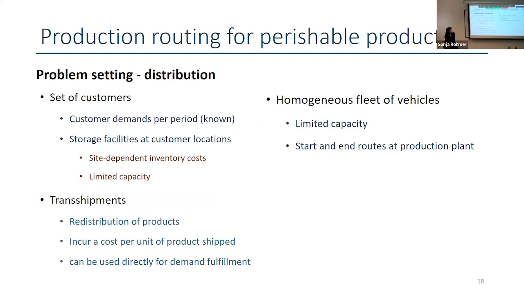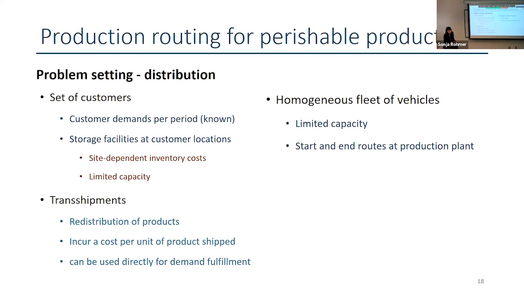Now, if we look at the distribution side, we have a set of customer locations where the customer demands per period are known. So there's no uncertainty involved in this case. There are storage facilities at the customer locations, with a site-dependent inventory cost and a limited capacity at each of those locations.